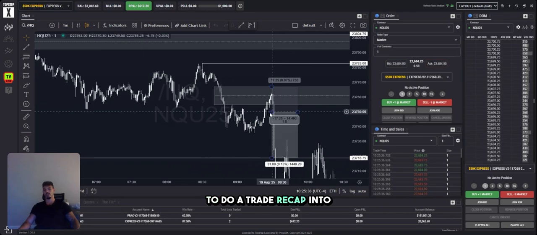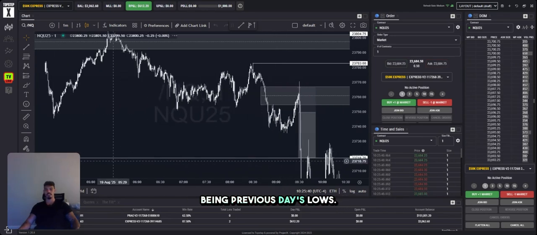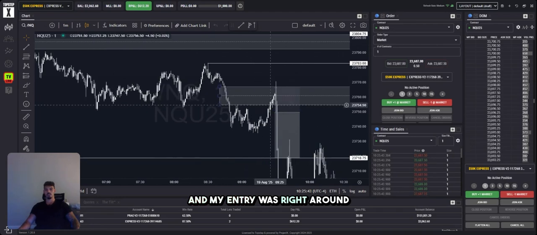Right now, I just want to do a trade recap of this short position. I got 30 points to the downside towards the drawn liquidity being previous day's lows. And my entry was right around here off this 5 minute bearish fair value gap.